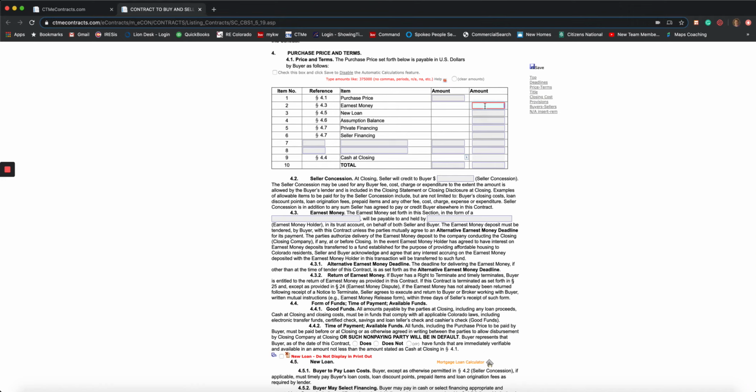Traditionally speaking, earnest money is advertised in the MLS. Depending upon what MLS system you're using, it could be at the bottom of the page, the top of the page, right in the middle. Make sure you understand and know where the earnest money amount is being advertised.